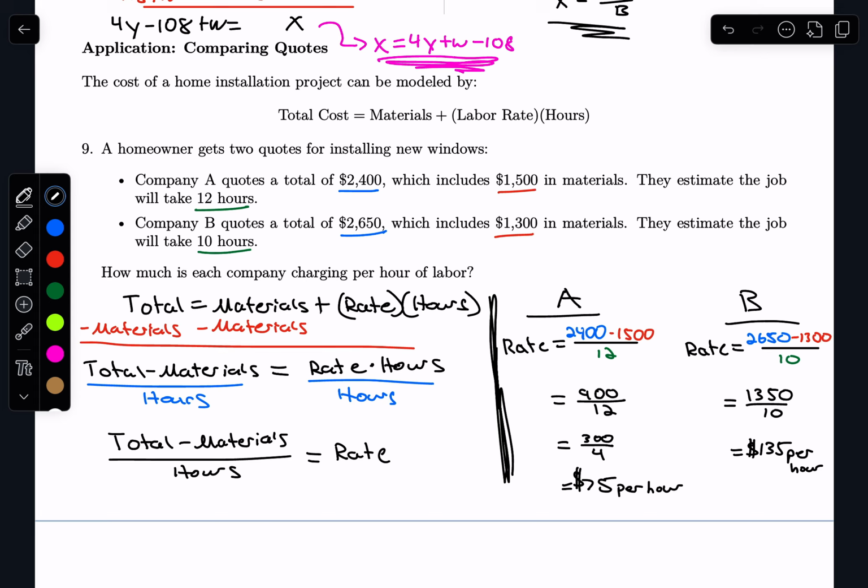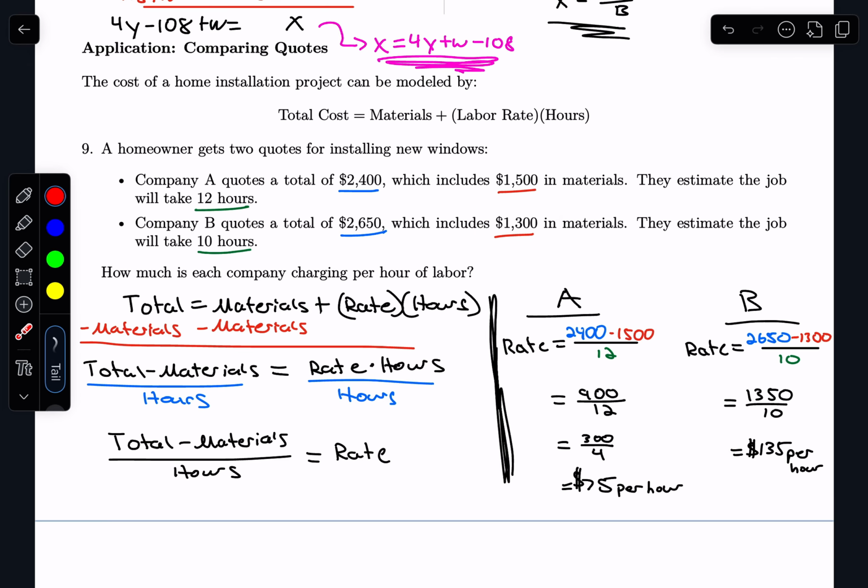So we found both rates. Company A is charging $75 per hour, and company B is charging $135 per hour. So now notice that it's implied by this problem that you're getting the same windows. Okay, so not only is company B charging you more money per hour, but they're suggesting that the materials will be less expensive and it'll take them less time.